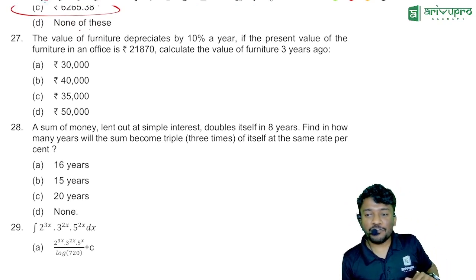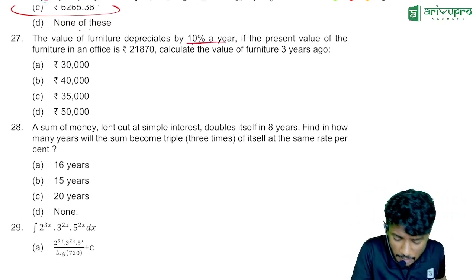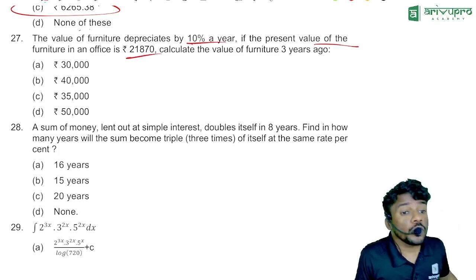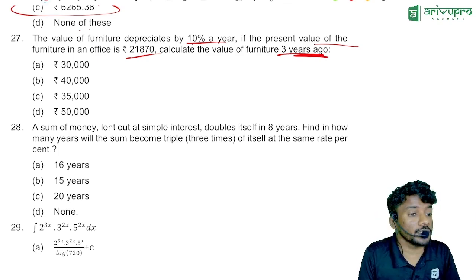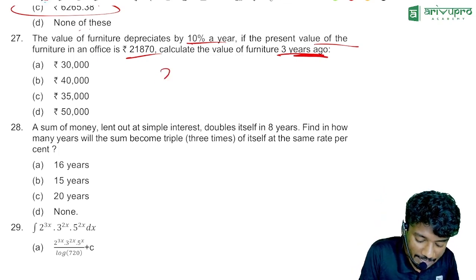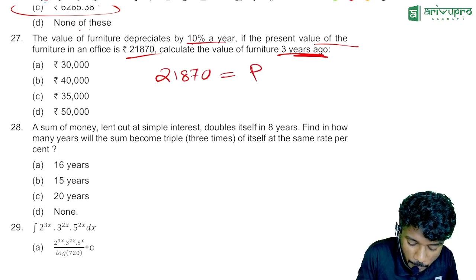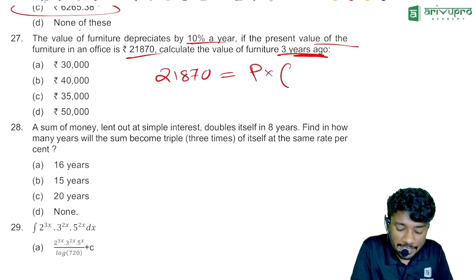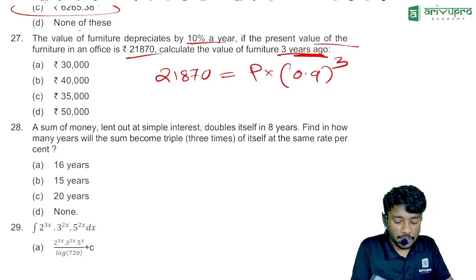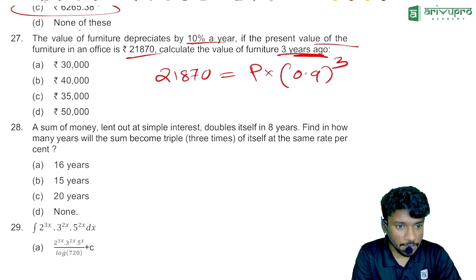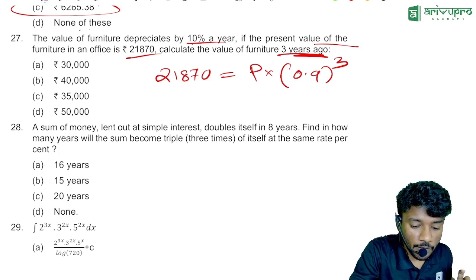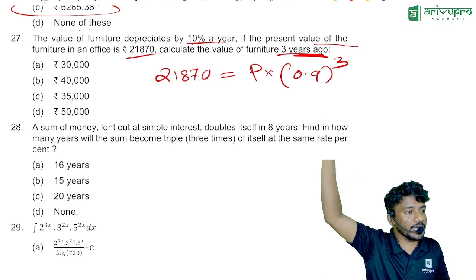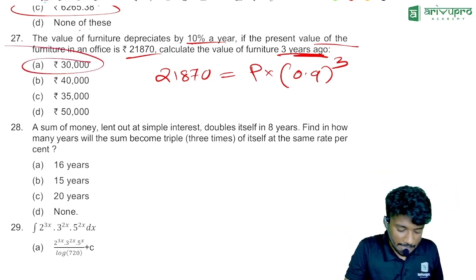What is given? The value of furniture depreciates 10% a year. The present value of the furniture in an office is 21870. Calculate the value of furniture 3 years ago. They are asking what? What have they given? They have given a value 21870, which is equal to P into 1 minus I. 1 minus I is 0.9, the whole raised to how much is the answer? So 0.9, equal to how many times? 2 times. 1, 2. Then divide, multiply it with 21870. How much did you get? 30,000. Yes. Next question.